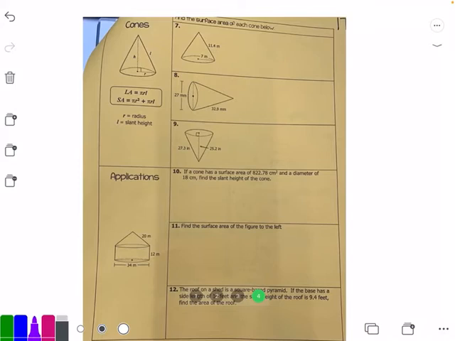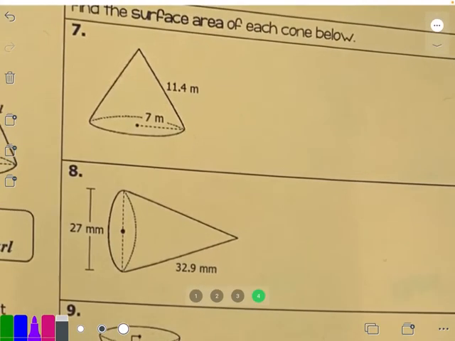I'm going to move over to cones. Again, with cones, we are dealing with circles, so we are going to find the area of the bottom circle every time. And then we'll do pi times the radius times the slant height of our cone. Okay, so let's just go ahead and jump into this. In number 7, that circle at the bottom has a radius of 7. So I know I need to do pi 7 squared, because that's the area of a circle, plus pi, my radius, times my slant height, which is 11.4.